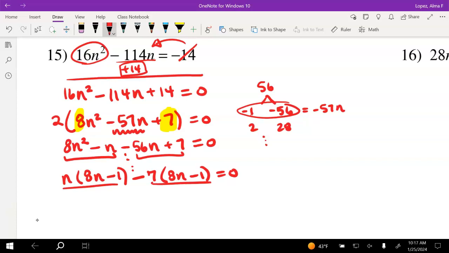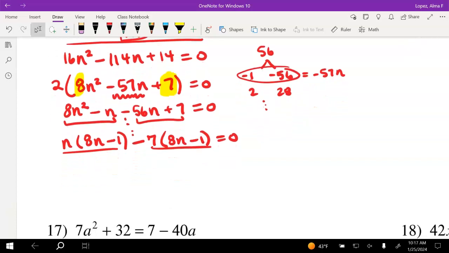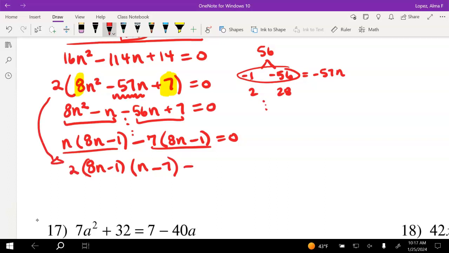Now we're down to two terms. These two terms have an 8n minus 1 in common. When I factor it out of the first piece, I'm left with an n. When I factor it out of the second piece, I'm left with a negative 7. And don't forget to bring down that 2.